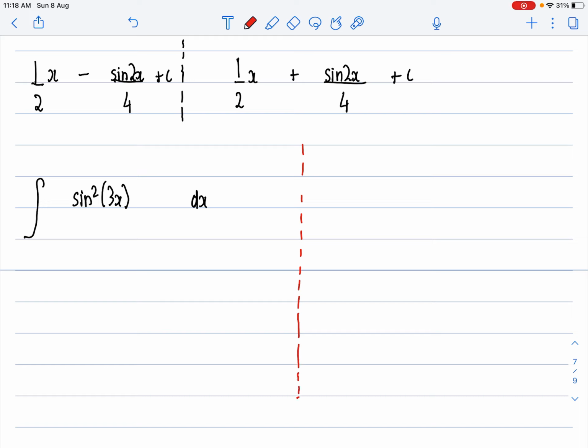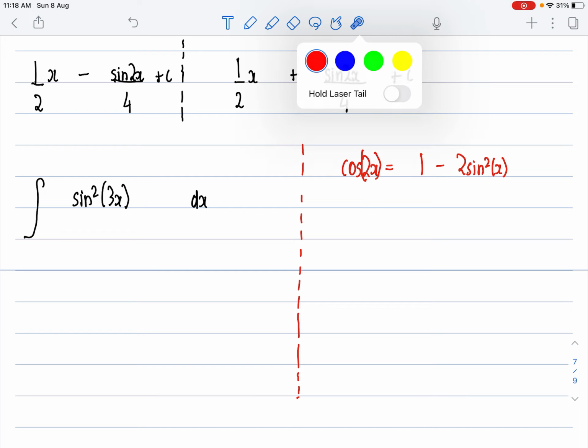You know that cos 2x is equal to 1 minus 2 sine square x, correct? So if you notice here, when I had an x here, okay, I had a 2x here, correct? Basically the coefficient of x here is 1. So when I do 1 into 2, I get the coefficient of x here, which is 2.